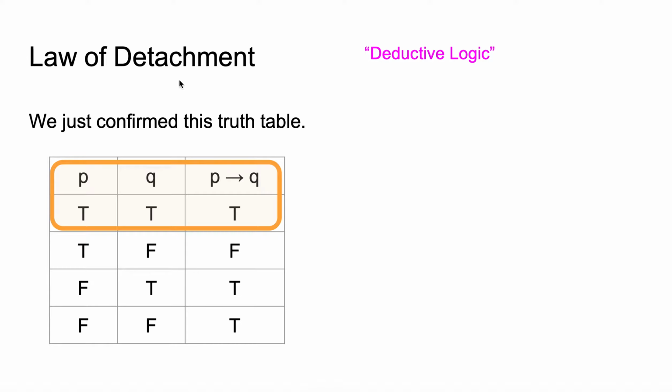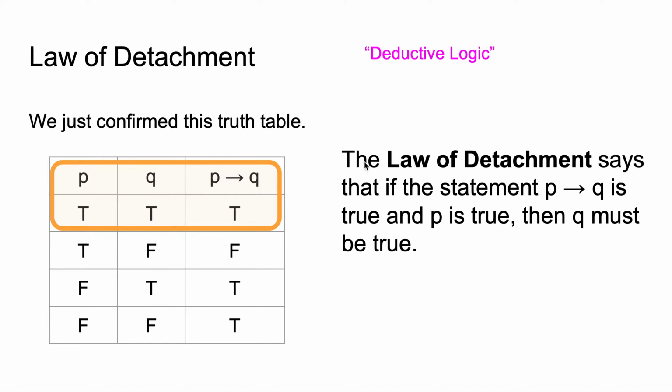There's a thing called the law of detachment, which is separating this from the table and rewriting it another way, saying that if P implies Q, this if P then Q is true, and P is true, then Q must be true. So if this one and this one are true, then this one must be true. It might seem a bit obscure here, but when I show you examples, it'll make sense.